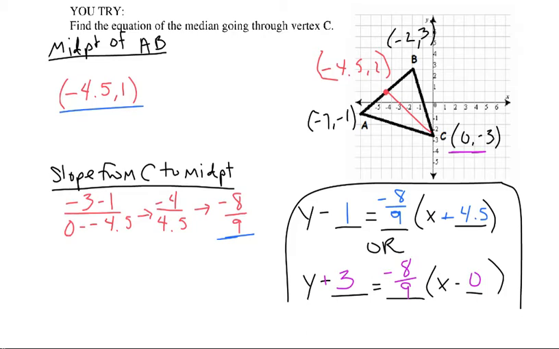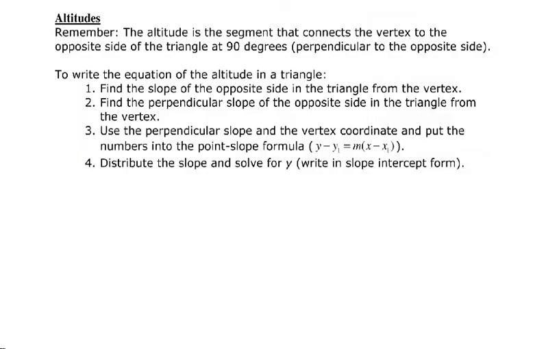So anyways, for altitude, we're going to write the equations, and we have to remember that altitude connects the vertex to 90 degrees on the opposite side. So we know we have to find the slope of something, but we have to find the slope of the opposite side first, because then we know it's perpendicular to that opposite side. So find the slope of the opposite side, then find the perpendicular slope. Remember, you have to flip the fraction and change the sign. And then once we do that, we can use that perpendicular slope and the vertex that it's going through to put it into point slope form.